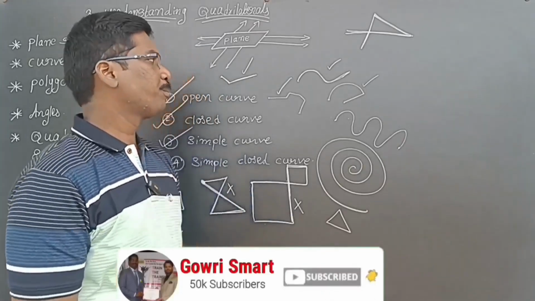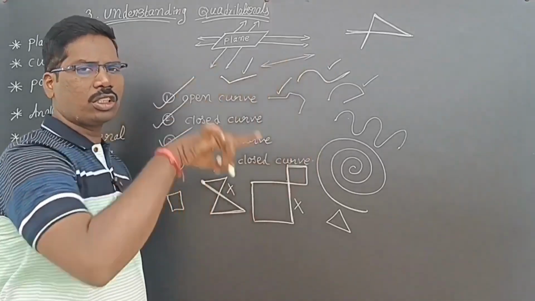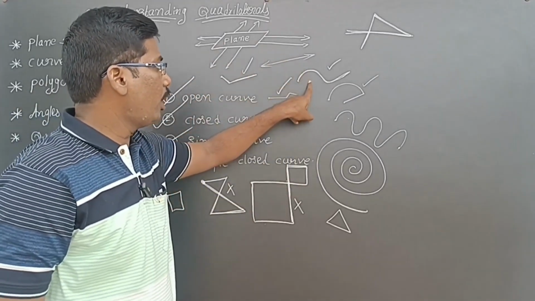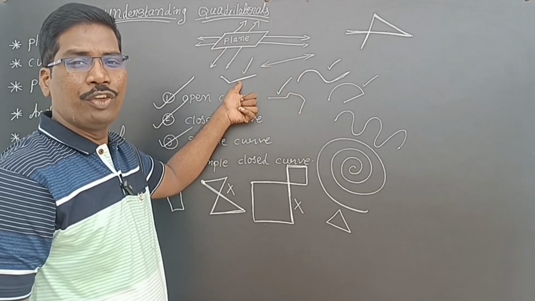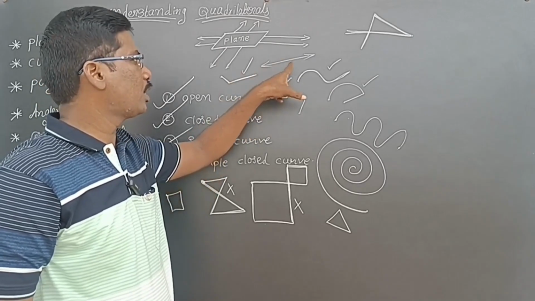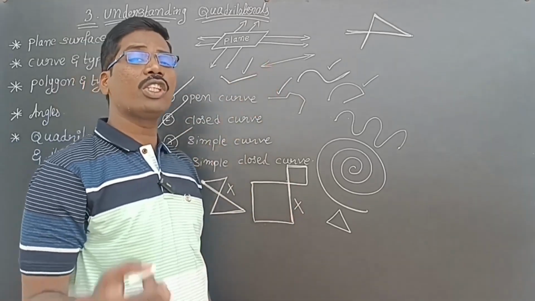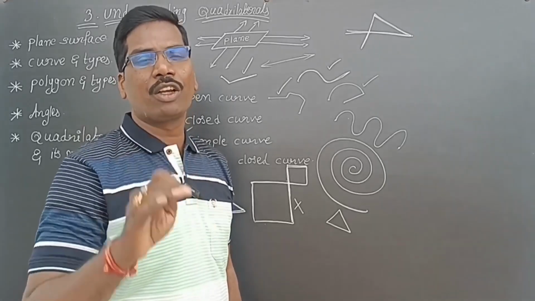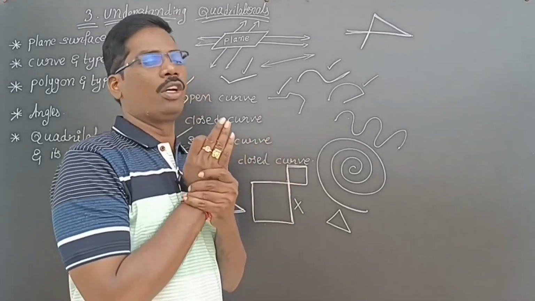Now see here, I am drawing a straight line. A straight line is also a curve, because just now at the start we drew a figure or a line which is turning or bending. A line which is turning or bending is called a curve. Even though it is a straight line, we can say it is a curved line also. A straight line is also a curve.